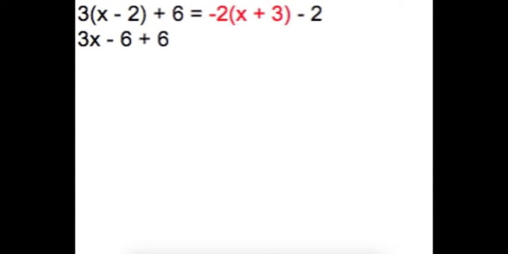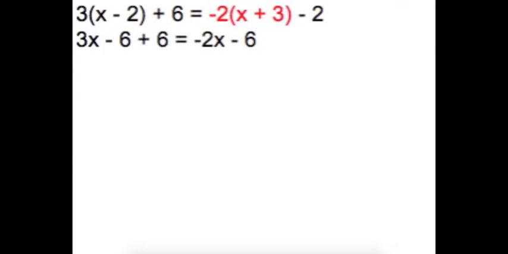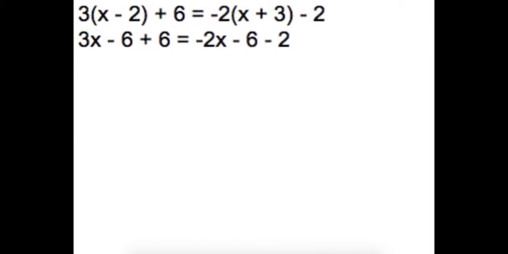Now using the distributive property on the right side of the equation, we can do negative 2 times the quantity x plus 3. Negative 2 times x is negative 2x, and negative 2 times a positive 3 is a negative 6. So, negative 2 times the quantity x plus 3 simplifies to negative 2x minus 6 using the distributive property. And we will bring down our minus 2.